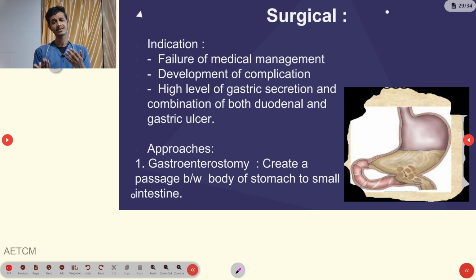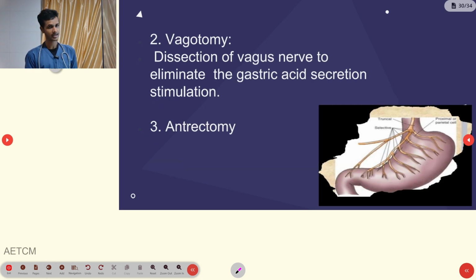Whenever medical management fails, we move on to surgical management. The indications for surgical management are failure of medical management, development of complications, high level of gastric secretion, and when peptic ulcer disease affects both the gastric and duodenal areas. Approaches-wise, first is gastroenterostomy. Here we create a passage between the body of the stomach and the small intestine, as we can see in the clinical picture image.